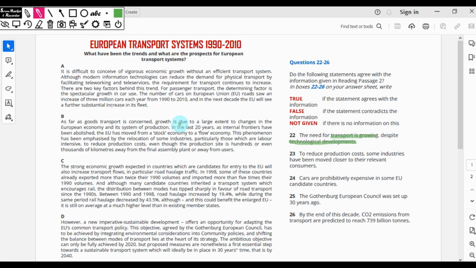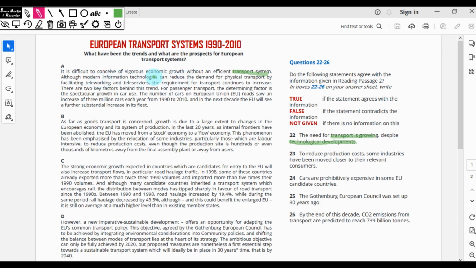Then let's skim the passage. So we need to find a transport or technology development. Just go to this efficient transport system. Here is the transport system and modern technologies. Modern information technology means technological development.